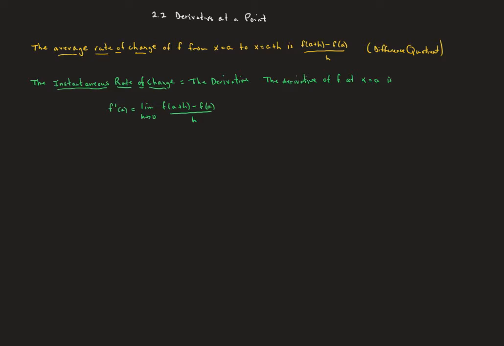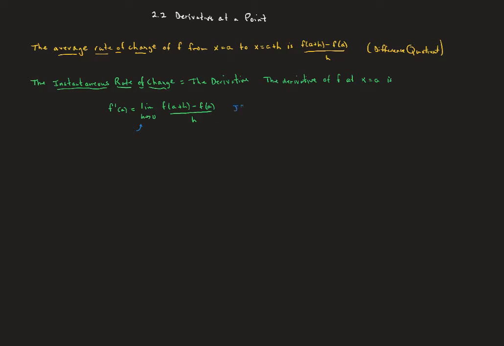The instantaneous rate of change, which is a calculus topic, is called the derivative. We say the derivative of f at x equals a is given by f prime of a is equal to, and then it looks exactly like the difference quotient with a very important difference. We add in this limit. The limit as h goes to 0 of f of a plus h minus f of a all over h.